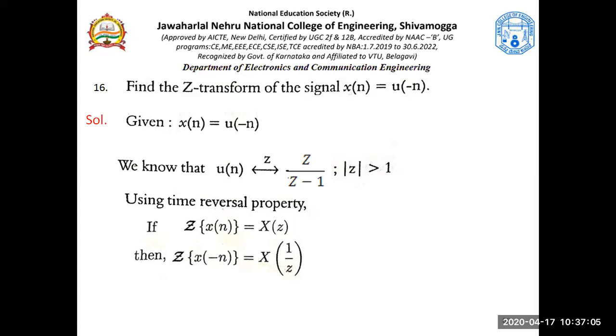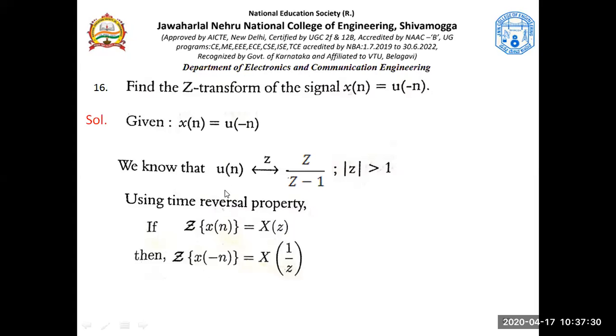Everyone understand? So this is the time reversal property. If it is minus n, it is 1 by z in place of z. So how can you find the z transform of this? In place of x of n, you have u of n. What is the z transform of u of n? The z transform of u of n is z by z minus 1.